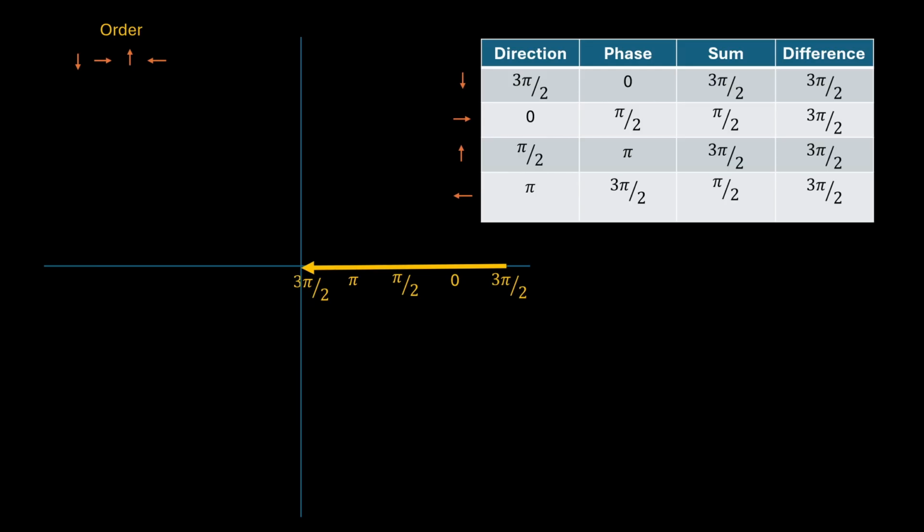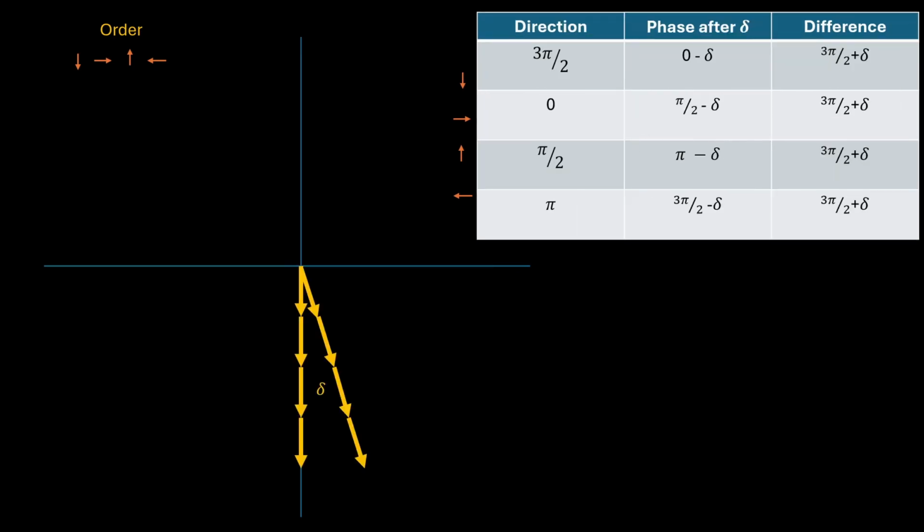Now each of our waves must be contributing equally to the spin. So the measure we want must be to take the difference between the direction and the phase, as these all give a vector pointing in the 3 pi by 2 direction at this instant of time.